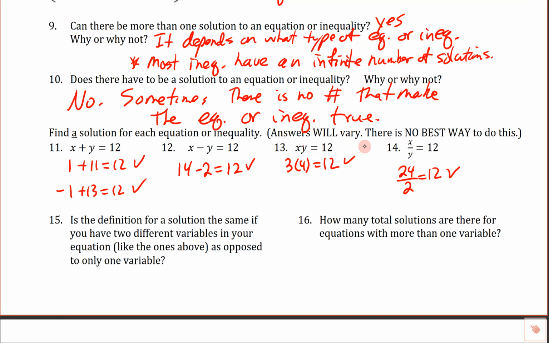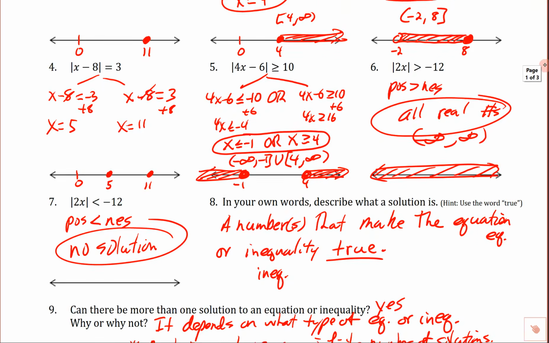Now, we could do this a bunch of different ways, and again, answers will vary. So if you were to check your answer with your neighbor's paper, they may have done 10 and 2 or 2 and 10, or maybe even a different order. The point is that every single one of those xy pairs makes each one of those equations true. So is the definition for a solution the same if you have two different variables in your equation, like these guys right here, as opposed to the ones that we did up above that only have one variable?